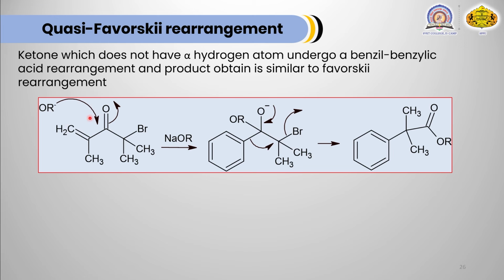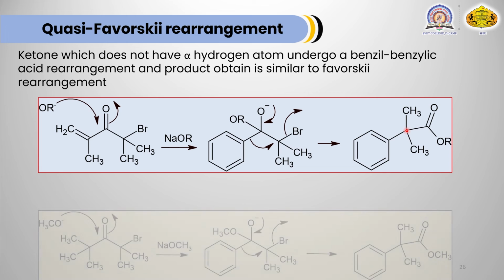When the base attacks this carbonyl carbon, this intermediate is obtained, and in this case this phenyl group migrates from this carbon to this carbon. Simultaneously, elimination of bromine takes place, and there is formation of the final product which is an ester.